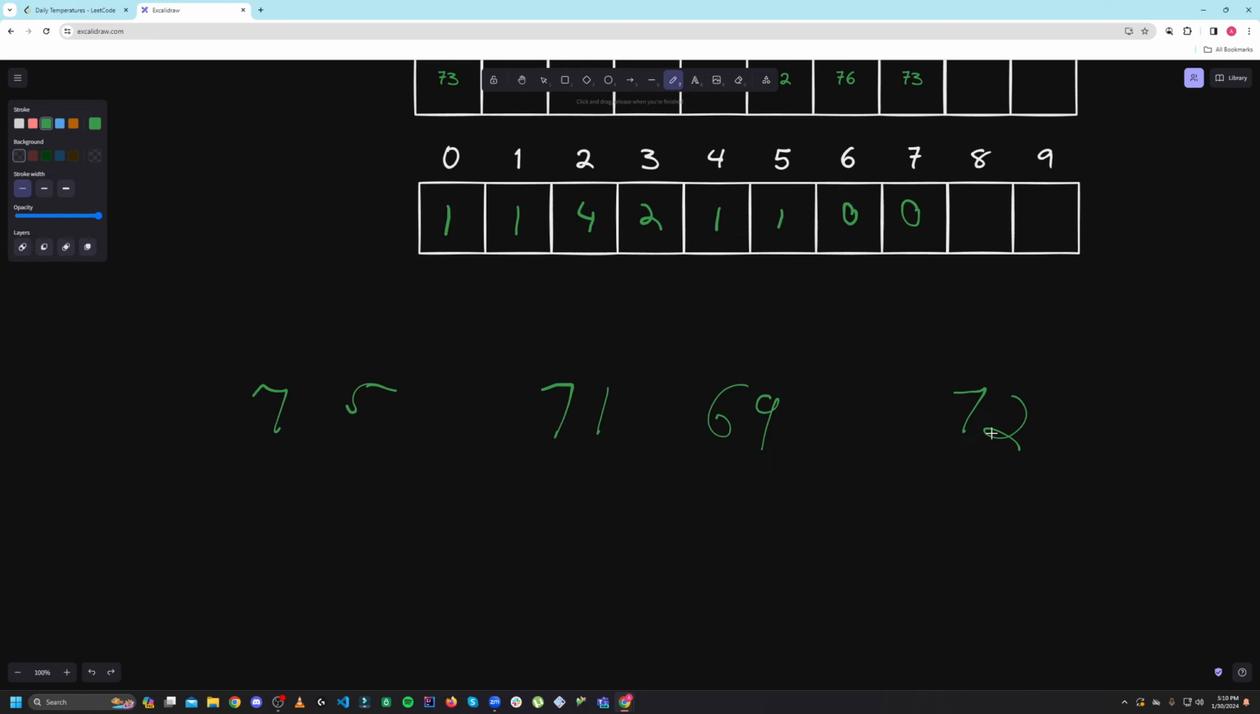So for 72, we'll say it's bigger than 69, so we don't need 69 anymore. We found the bigger element. We don't need this element anymore either, and then we'll just plop on 72.